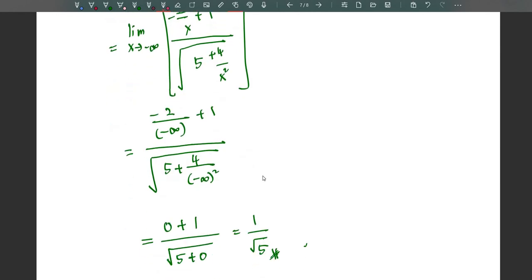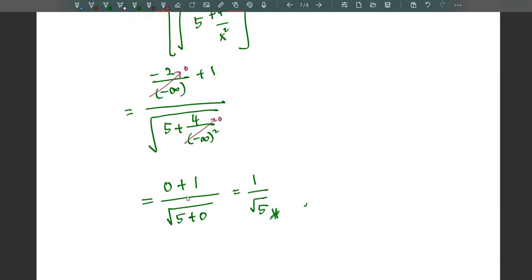Substitute the value of negative infinity in x. We have negative 2 over negative infinity plus 1 over root of 5 plus 4 over negative infinity squared. Anything divided by infinity gonna be 0.